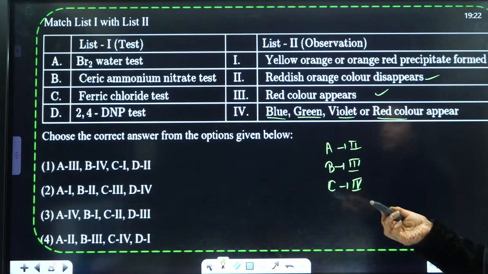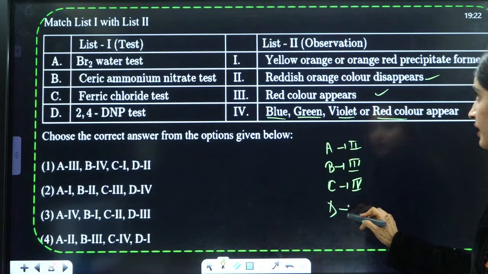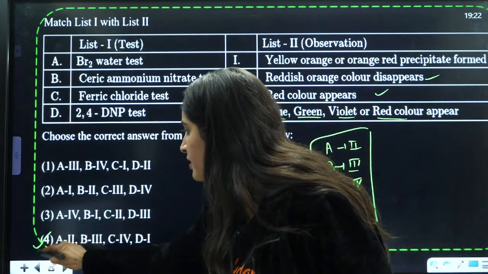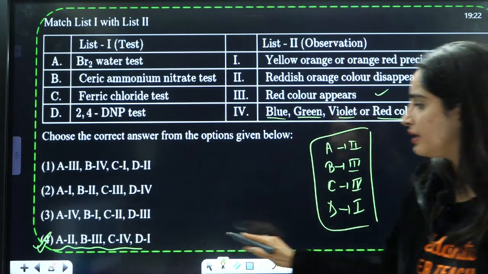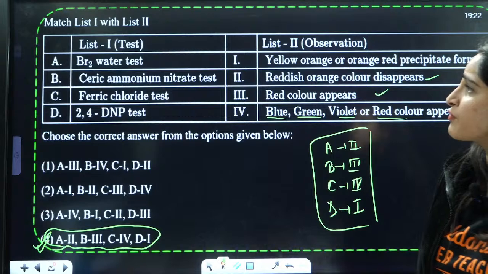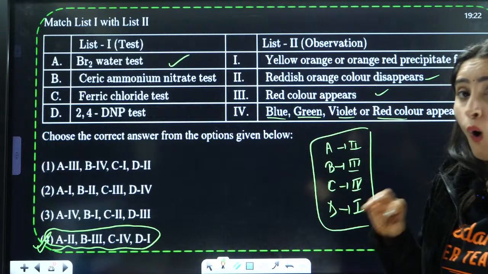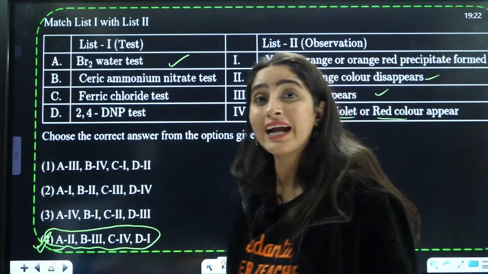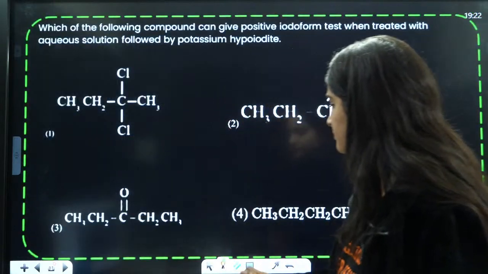Then you have the 2,4-DNP test. Then we are just left with yellow orange or orange red precipitate is formed. So D is for first. So here the answer is A for fourth, in one reaction only. A second, B third, C fourth, and D one, right? So fourth will become the correct answer. Even if you don't know the other things, if you know just the bromine water test, then you will be able to answer this, right? But we need to know all the tests and all the identifications here, right? So fourth is the correct answer, right?